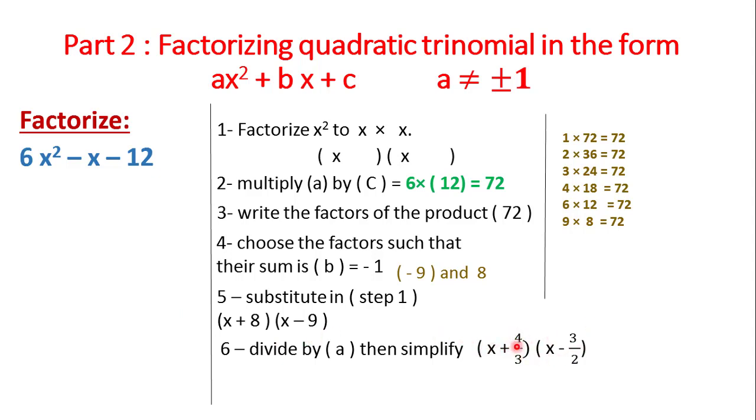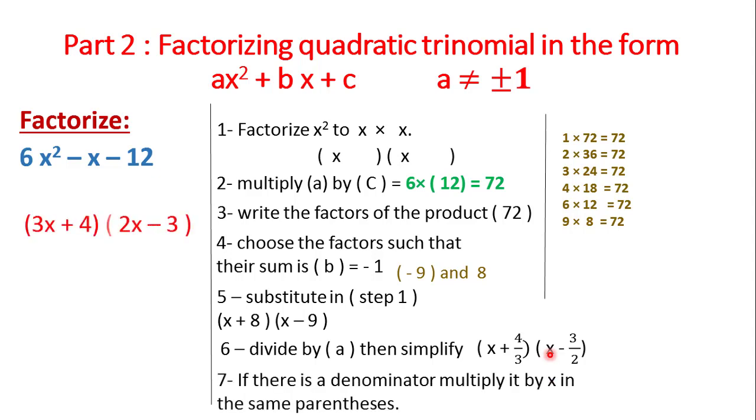So I have (x + 4/3)(x − 3/2). I don't want any number here in the denominator. The number in the denominator will be multiplied by x in the same brackets. So 3 here will be multiplied by this x, and 2 here will be multiplied by this x. So the final factorization will be (3x + 4)(2x − 3). It's very easy. We have steps. We will follow the steps to factorize this trinomial.